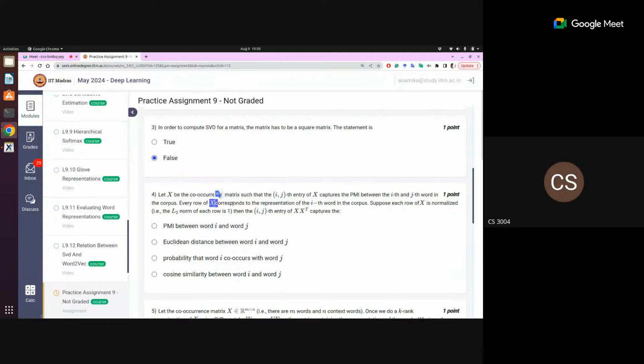Each row of X corresponds to the representation of the ith word. Suppose each row of X is normalized, which means divided by the L2 norm of that row. Then what does the ijth entry of X X transpose capture?